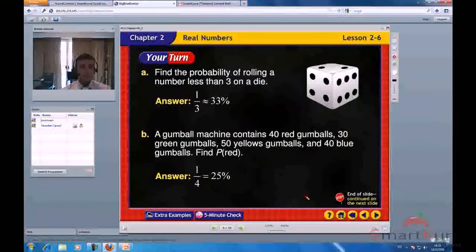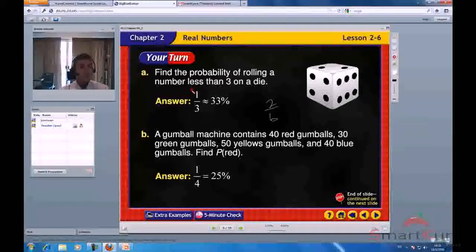Find the probability of rolling a number less than 3 on a die. Well, how many possible outcomes are there? On a die, there are 6 possible outcomes. And then find the probability of rolling a number less than 3. So that is 1 and 2. So there are 2 favorable outcomes out of 6 possible outcomes.